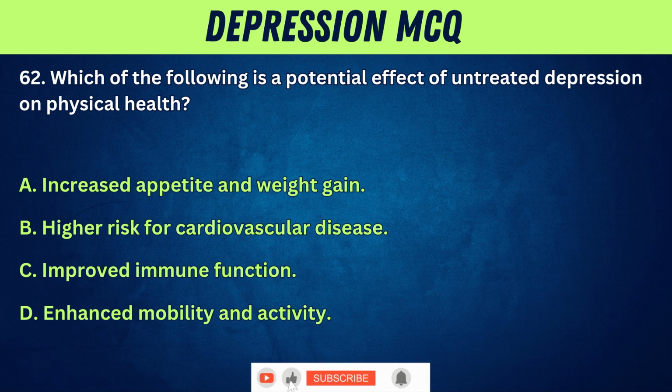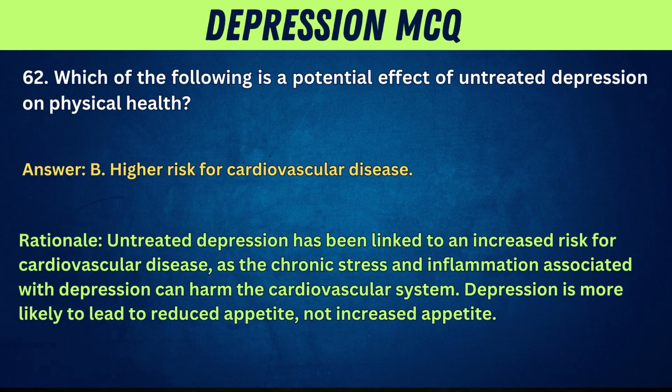62. Which of the following is a potential effect of untreated depression on physical health? A. Increased appetite and weight gain. B. Higher risk for cardiovascular disease. C. Improved immune function. D. Enhanced mobility and activity. Answer: B. Higher risk for cardiovascular disease. Rationale: Untreated depression has been linked to an increased risk for cardiovascular disease, as the chronic stress and inflammation associated with depression can harm the cardiovascular system. Depression is more likely to lead to reduced appetite, not increased appetite. 63.